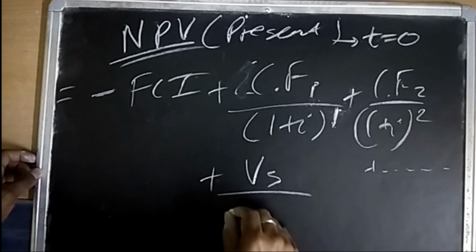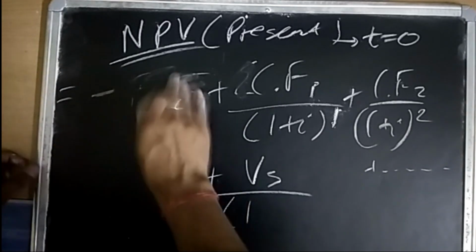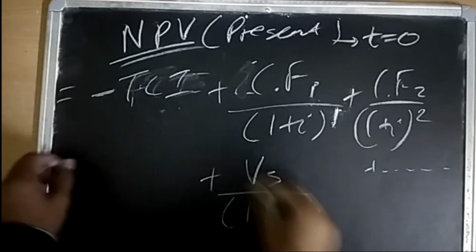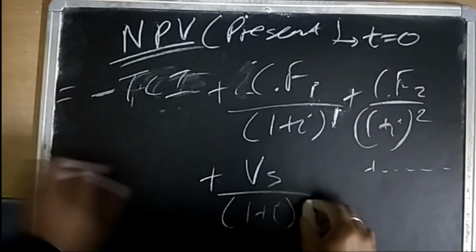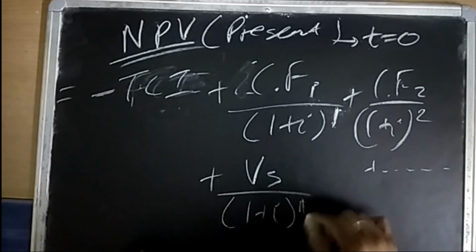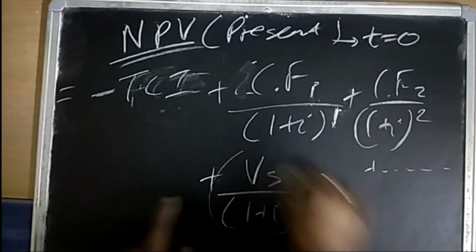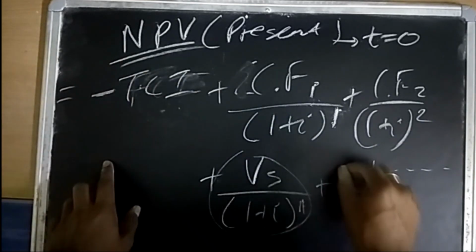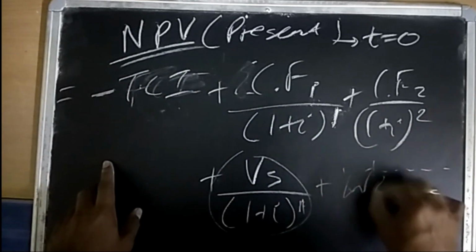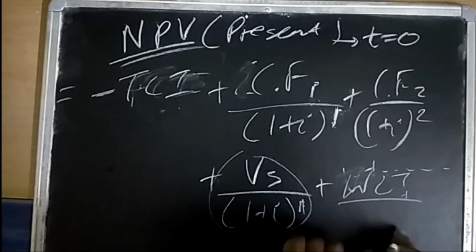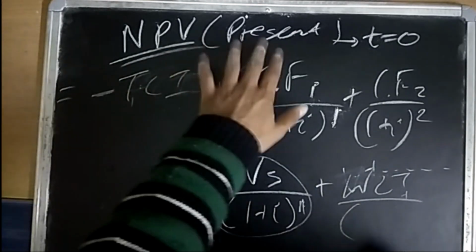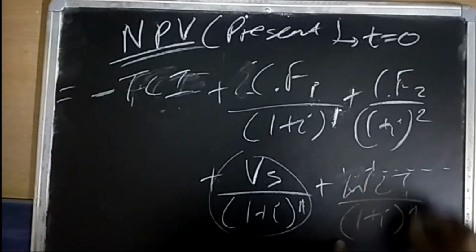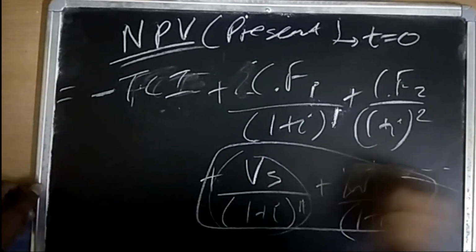This is TCI, and then we have the working capital investment also. So salvage value to the power n, where n is the lifetime. This is something we get towards the end, and we bring it to the present value, plus we get the working capital also, that we bring to the present value. Present value means t equal to 0, so we divide by 1 plus i to the power n. These two things we get at the end.